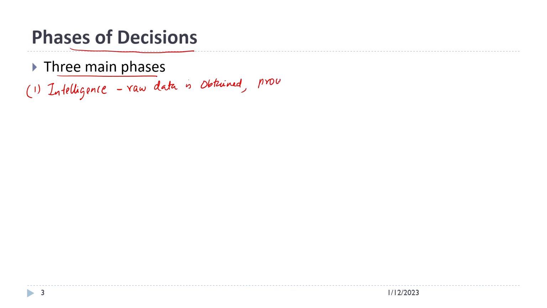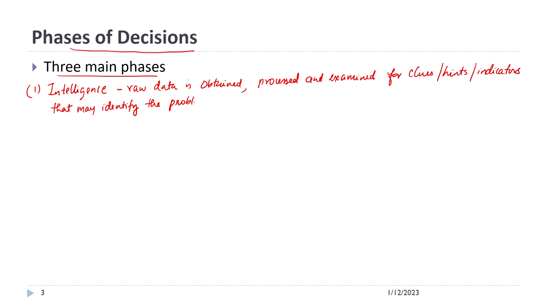Then you process and examine it for clues or hints or indicators that may identify the problem. So, you collect the raw data, then you process and examine it. Why are you examining it? You are looking for clues or hints or indicators that may help you to identify the problem.